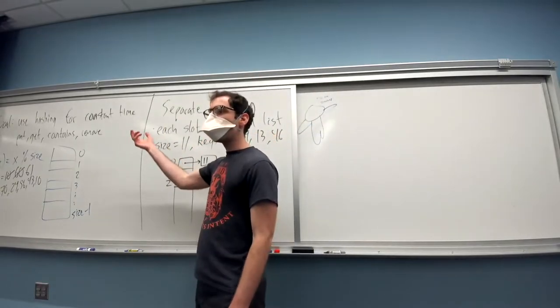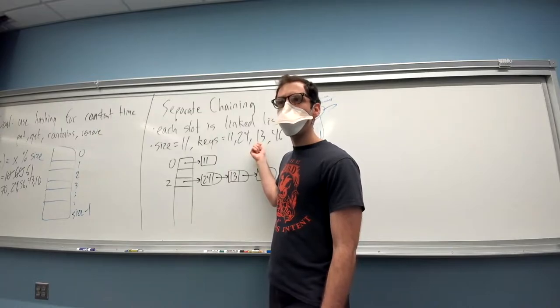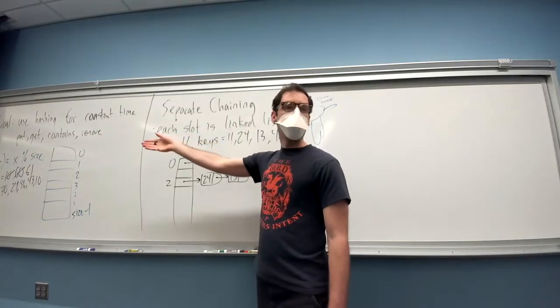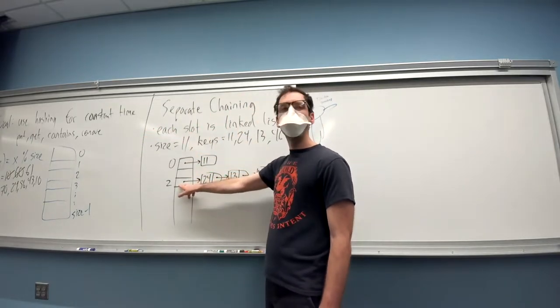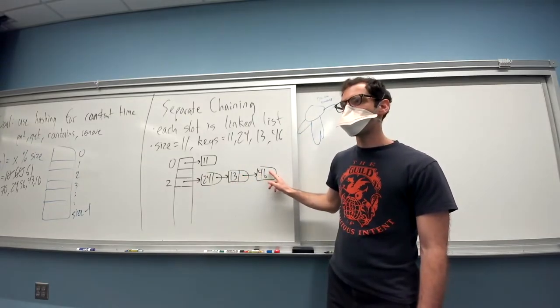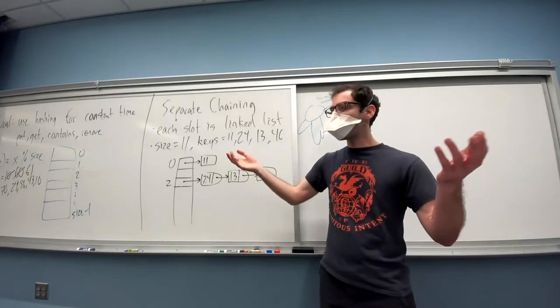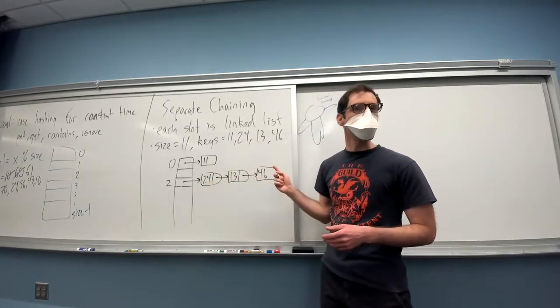Good question. If we try to call get or contains with key 13, we would apply our hashing function to the key. That would say 13 goes to index 2. And then we would need to search through our linked list at that spot and check the keys at each node in the list to say, is the key we're looking for, 13, stored in our hash table?